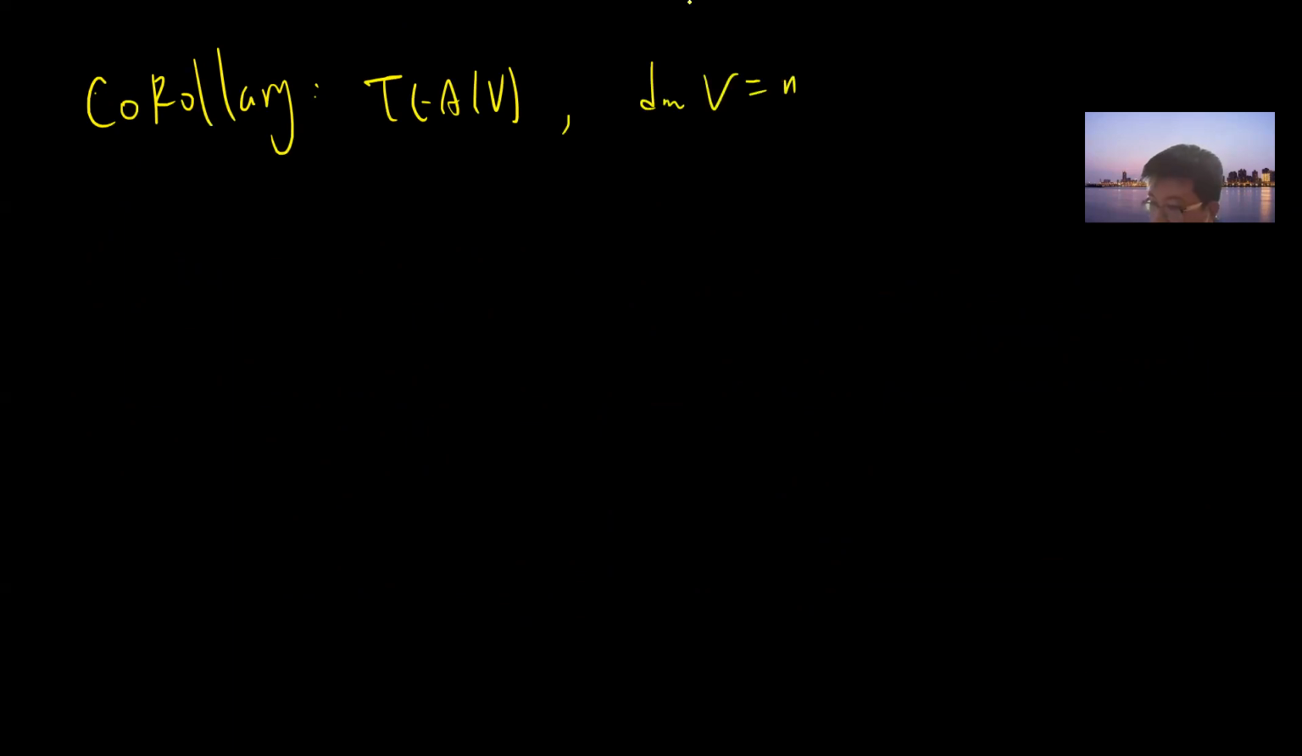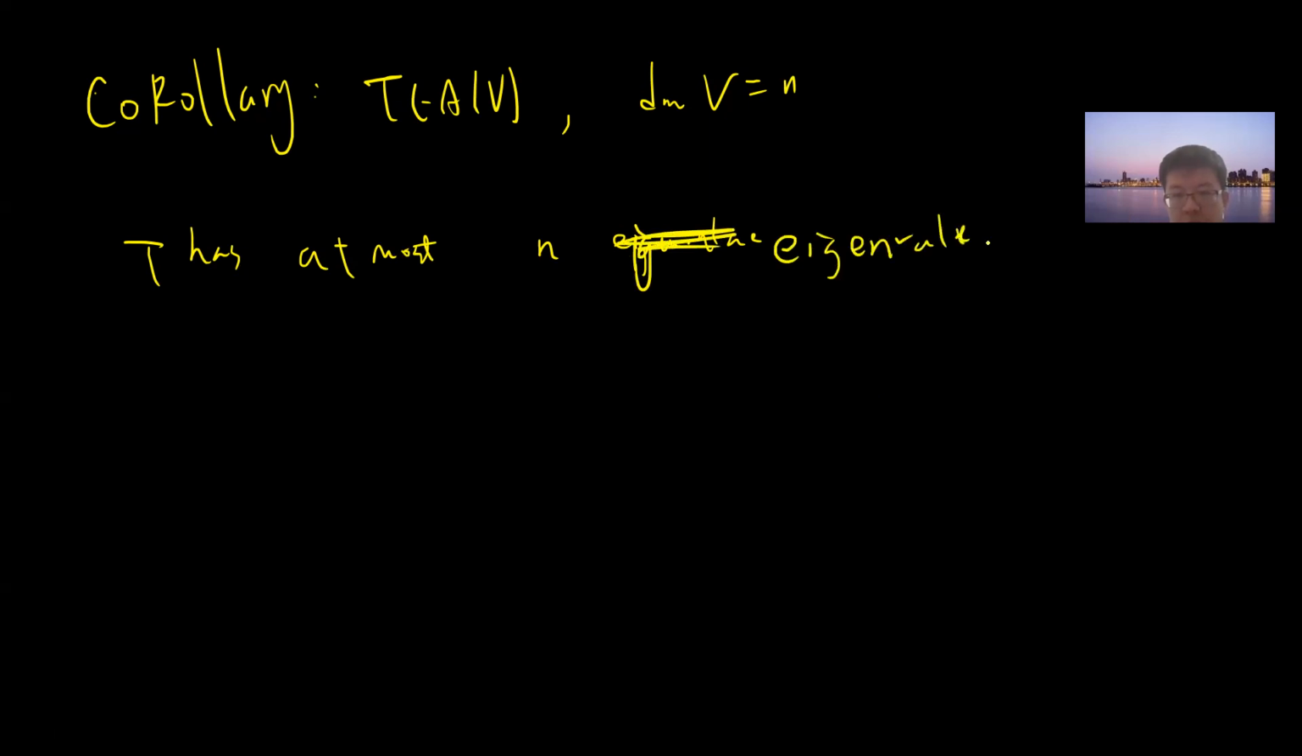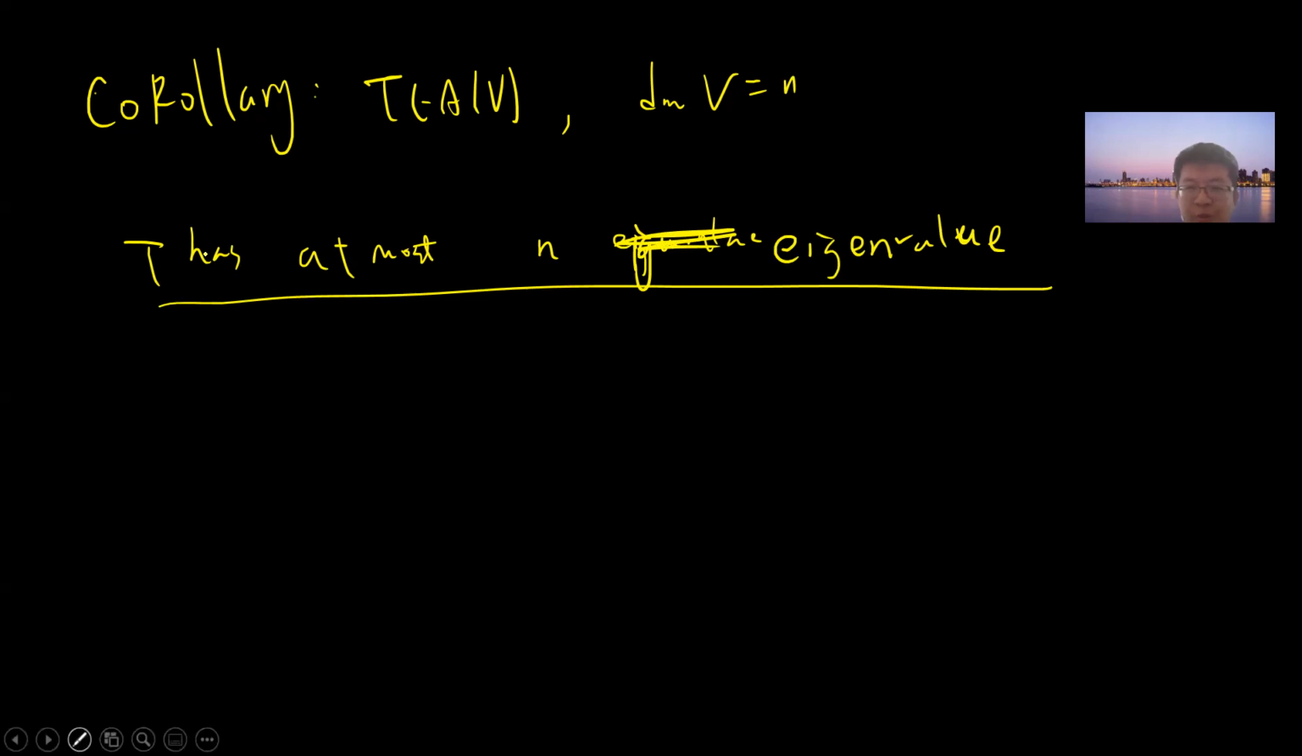Okay, so finally two corollaries. This corollary tells us that if T is a linear transformation and the dimension of V is n, then T has at most n eigenvalues.